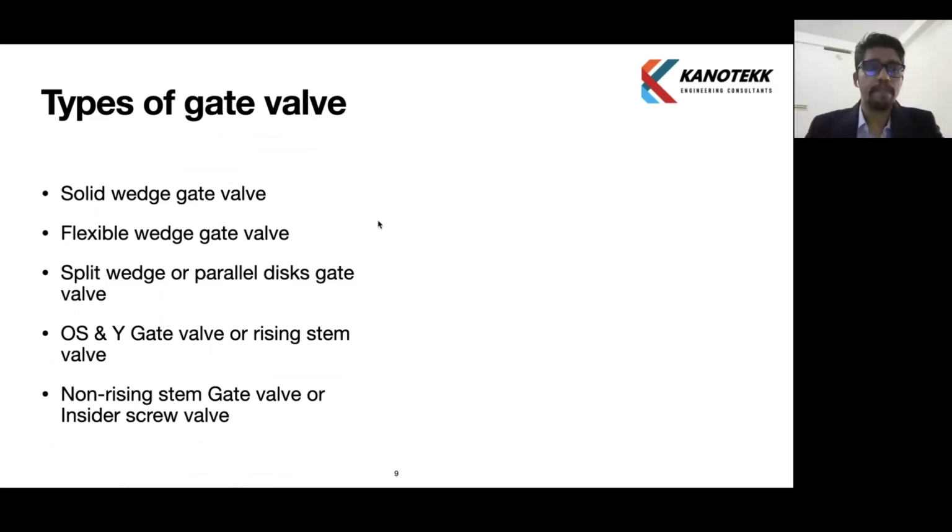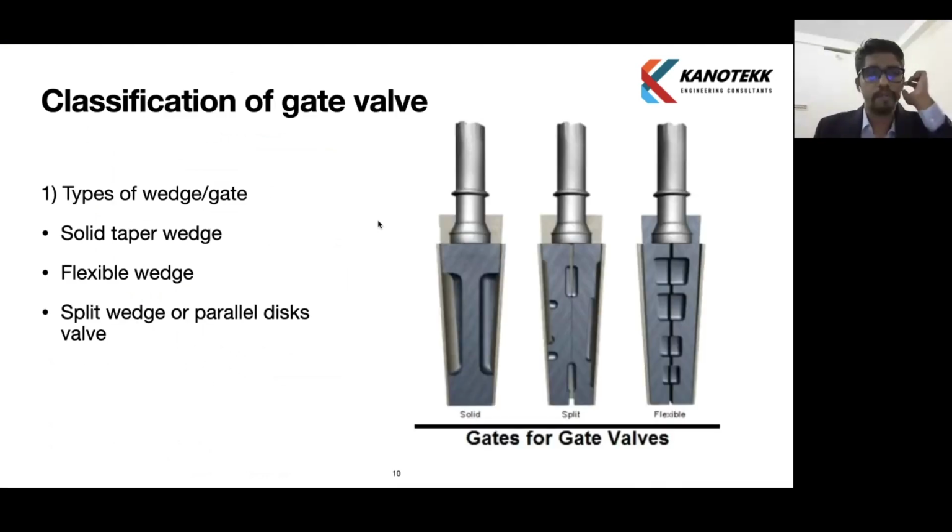Okay, so we will see types of gate valve. There are a few types: solid wedge, flexible wedge, split wedge, and OS&Y gate valve, that is a rising stem valve. Also, we have a non-rising stem gate valve, which is also known as an inside screw valve. We will see the types in the next slide. Classification based on wedge, as we saw in the earlier slide: solid taper wedge, flexible wedge, split wedge. This picture shows a solid wedge, which is the first one. The second one is a split wedge. The third is a flexible wedge. We will see it in detail in the next slide.